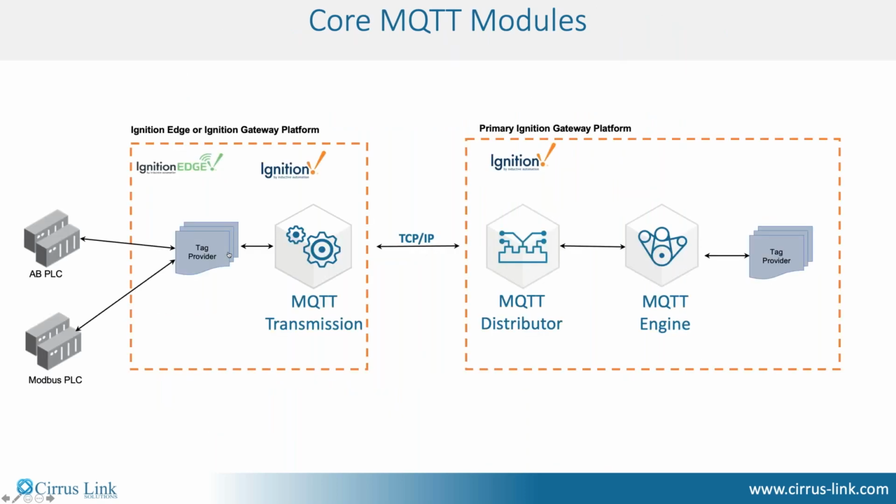Now, if we look at this from an infrastructure standpoint, we've got our edge devices out here. We're using all of the protocols that are already built into Ignition, being able to pull those tags into our tag provider. MQTT Transmission takes those tags and discovers the architecture, the folder structure that you've got in Ignition, and publishes those as MQTT messages to an MQTT server. In this case, this is MQTT Distributor. Then Engine can connect to Distributor, and it can auto discover the tag structure that's being provided and put that into an Ignition infrastructure.